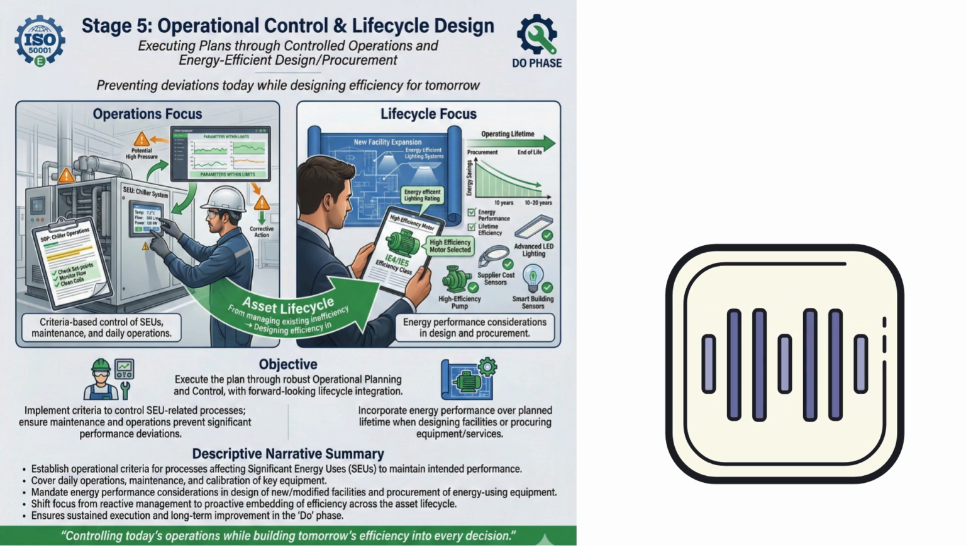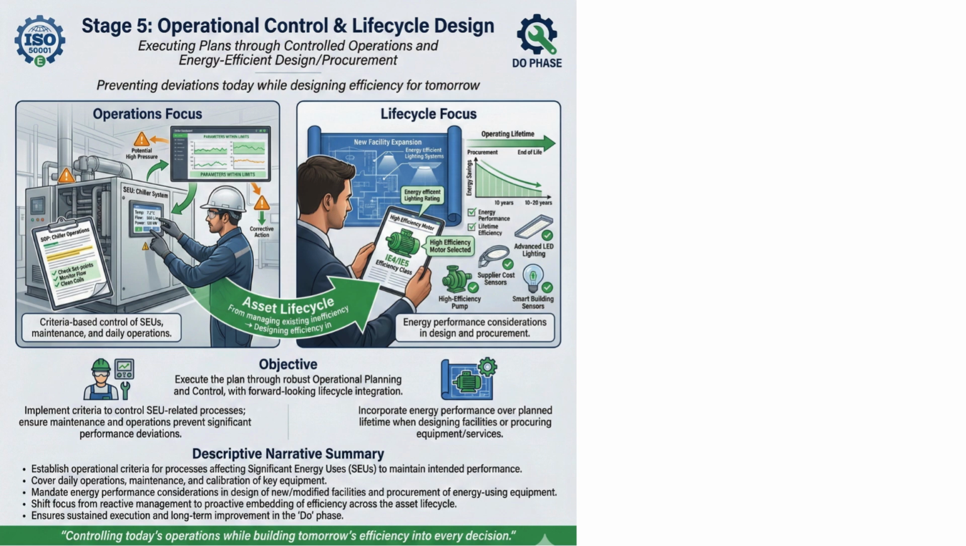We're still in the do phase with Stage 5, operational control and lifecycle design. Now that we have capable people and strong support from Stage 4, it's time to execute the action plans with tight control and start thinking proactively about the future. On the left, we focus on operational control.